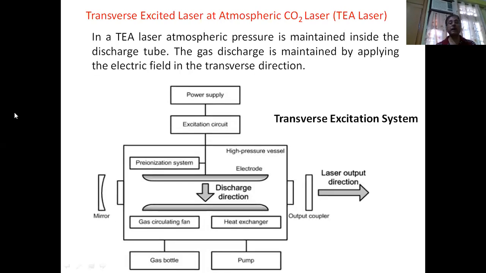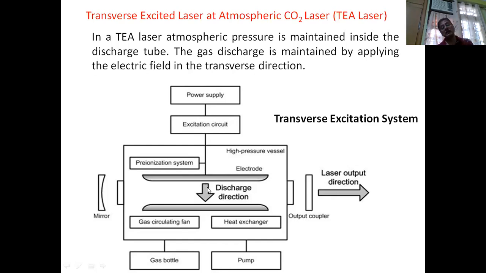figure. We have the power supply, we have the excitation circuit, and this is the tube we have here. And you can see the discharge direction in the transverse direction over here through the electrodes. And as in the longitudinal excited laser, we have the mirror here, we have the output coupler over here, and the laser output direction is this one. The rest of the things remain the same. Only point is that the discharge is taking place in the transverse direction.